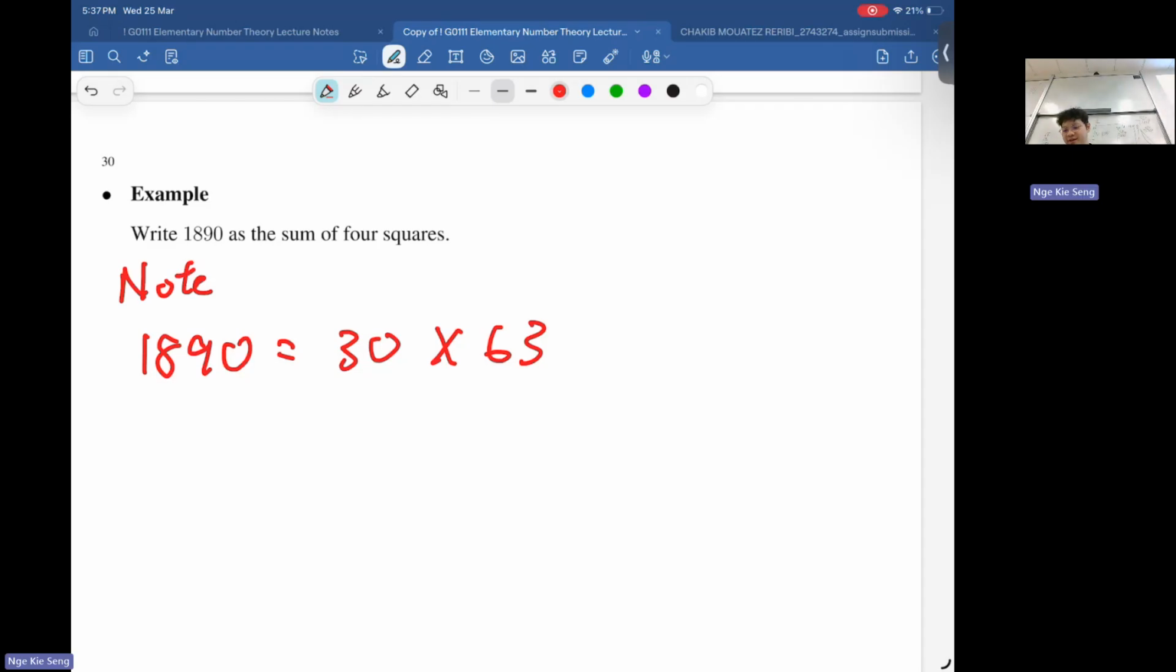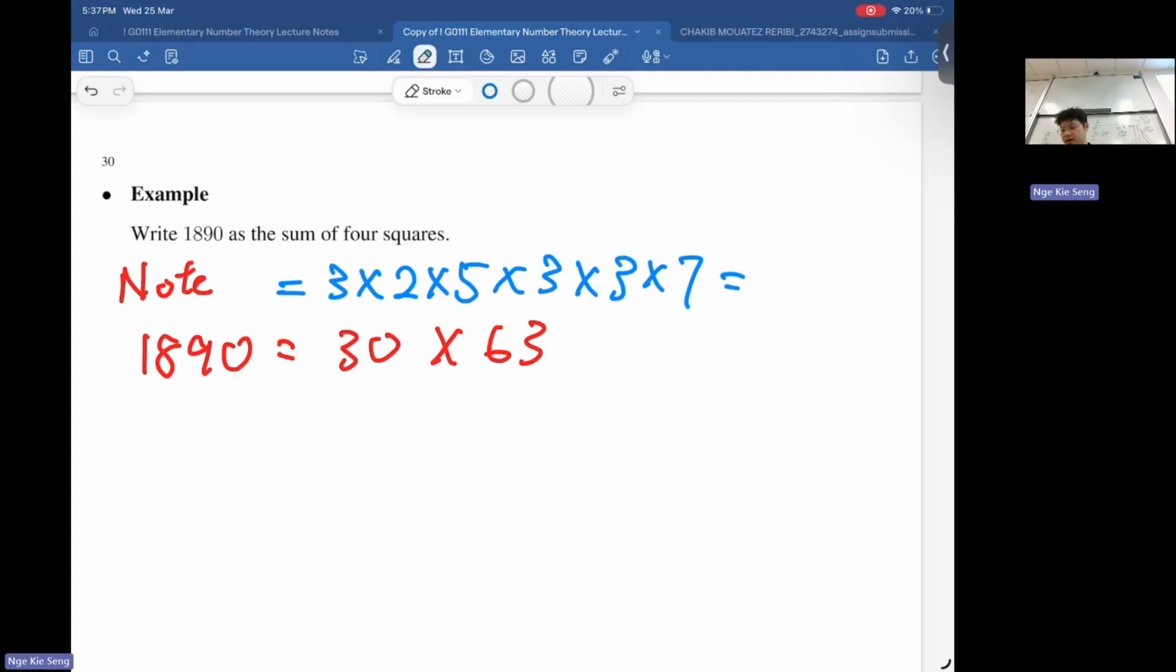If you're really going to split into primes, I think there are quite a lot of primes here. Let me try. 3 times 2, wait, 3 times 2 times 5. And this one is 3 times 21, so it's 3 times 7. So you get 2 times 3 squared, 3 cubed times 5 times 7.